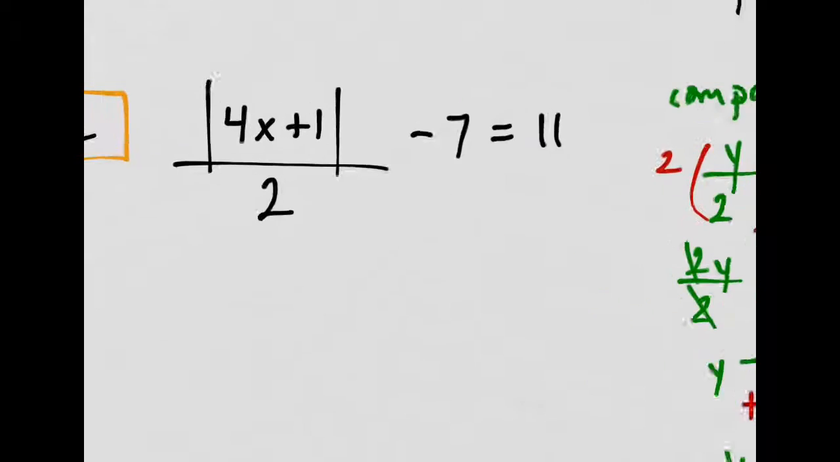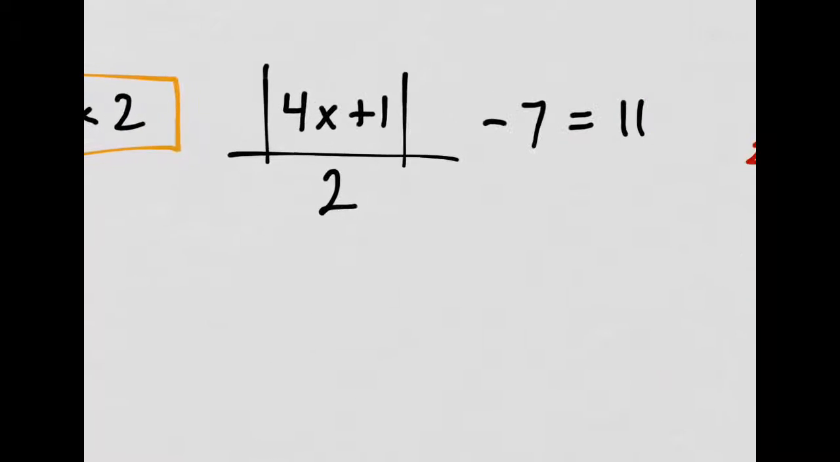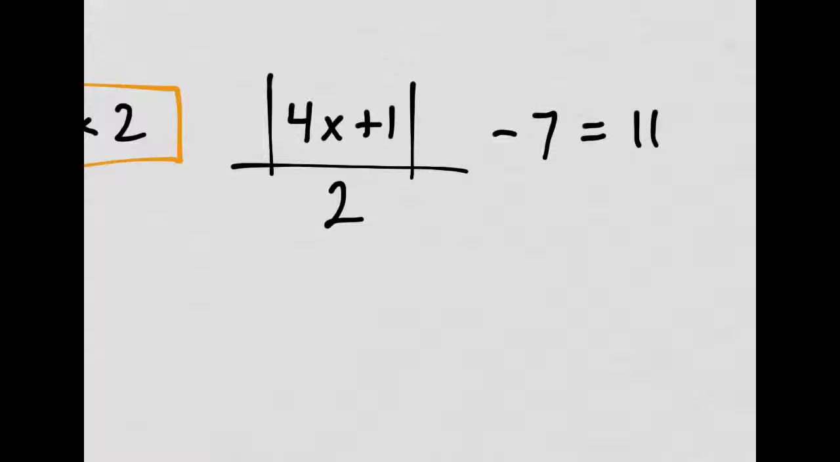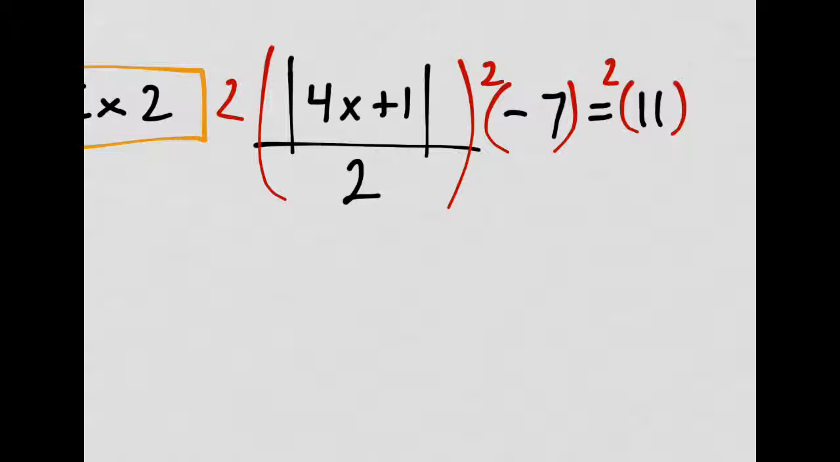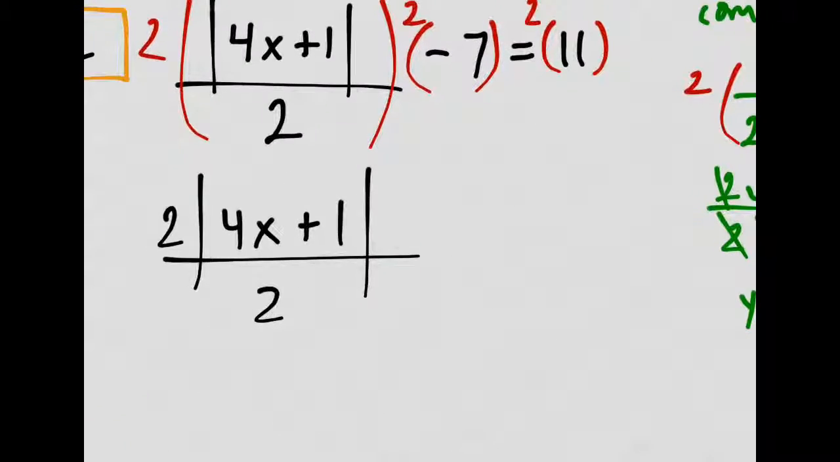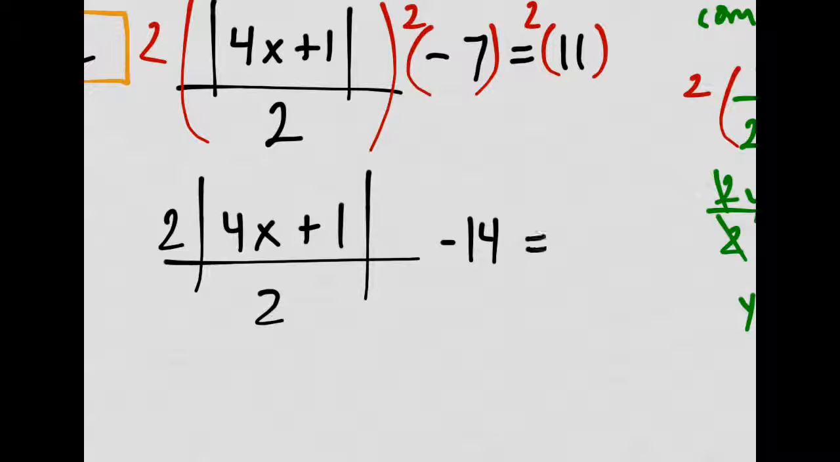Alright, well, here, if I multiply everything by the common denominator, what is the common denominator? It's still 2, because it's only the 2. So we'd multiply everything by 2 in the top. And so we get 2 times the absolute value. Remember, you cannot distribute in absolute value. I'm going to write that. All divided by 2. Minus 14 equals 22.